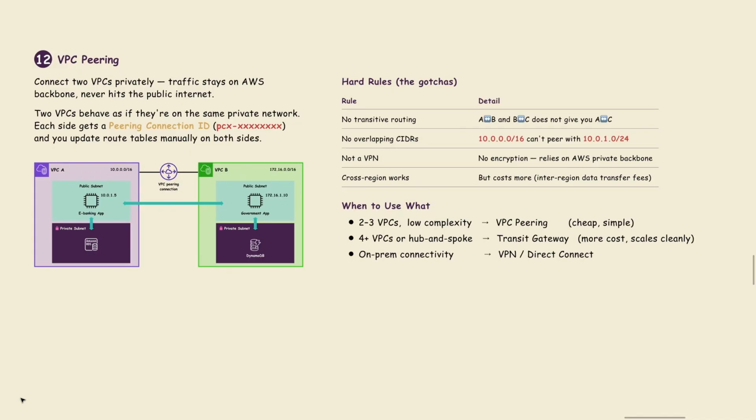When to use what: VPC peering works best when architecture is simple, for example, 2 or 3 VPCs, low operational complexity, direct communication needs. As environments grow larger, with many VPCs or hub-and-spoke architectures, Transit Gateway becomes the better solution. And when connecting AWS to on-premises environments, you typically use site-to-site VPN or AWS Direct Connect.